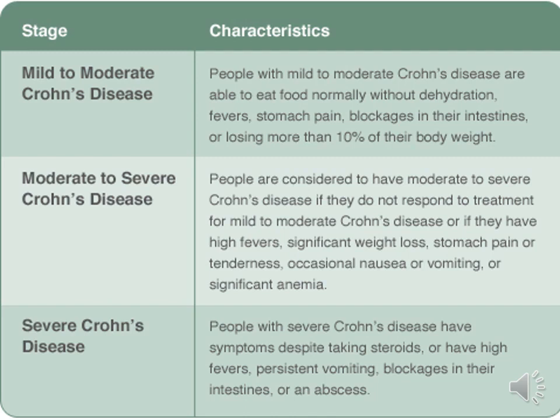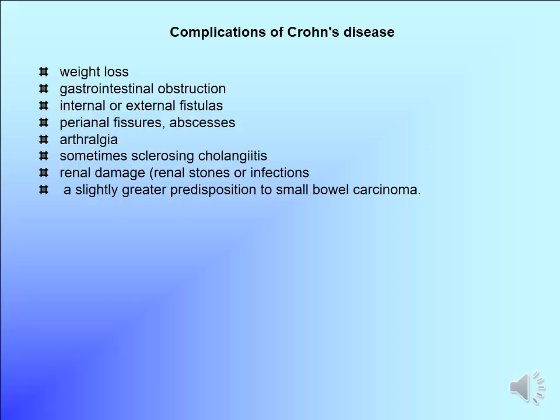The second stage is moderate to severe Crohn's disease. People are considered to have moderate to severe Crohn's disease if they do not respond to treatment for mild to moderate Crohn's disease, or if they have high fever, significant weight loss, stomach pain or tenderness, occasional nausea or vomiting, or significant anemia. The last stage is severe Crohn's disease. People with severe Crohn's disease have symptoms despite taking steroids, or have high fever, persistent vomiting, or blockage in their intestine.